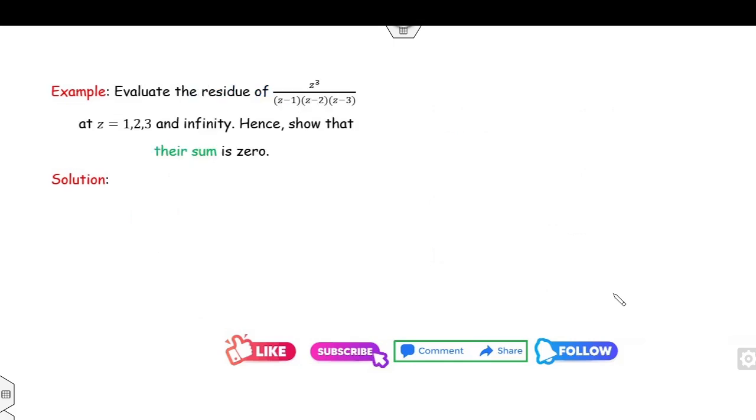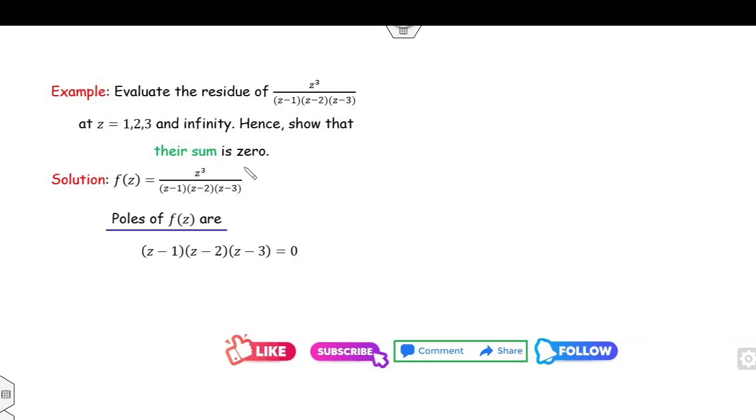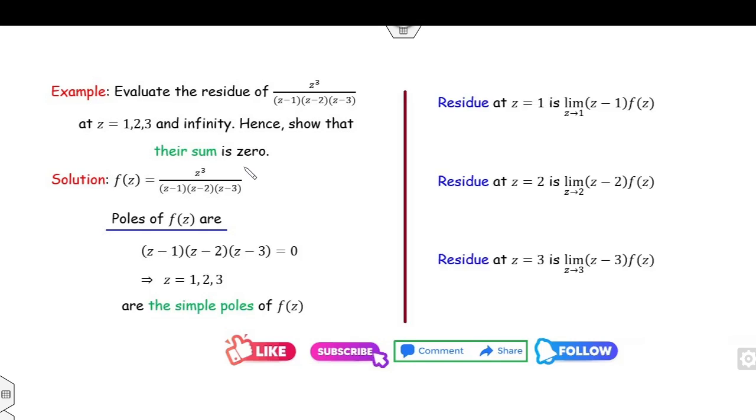Find the residue of the function at the points 1, 2, 3 and infinity, and finally show that their sum is 0. Again, very simple. You can start with the poles. Clearly, the poles are 1, 2 and 3. All are simple poles. Then we can find the residue at the simple poles.